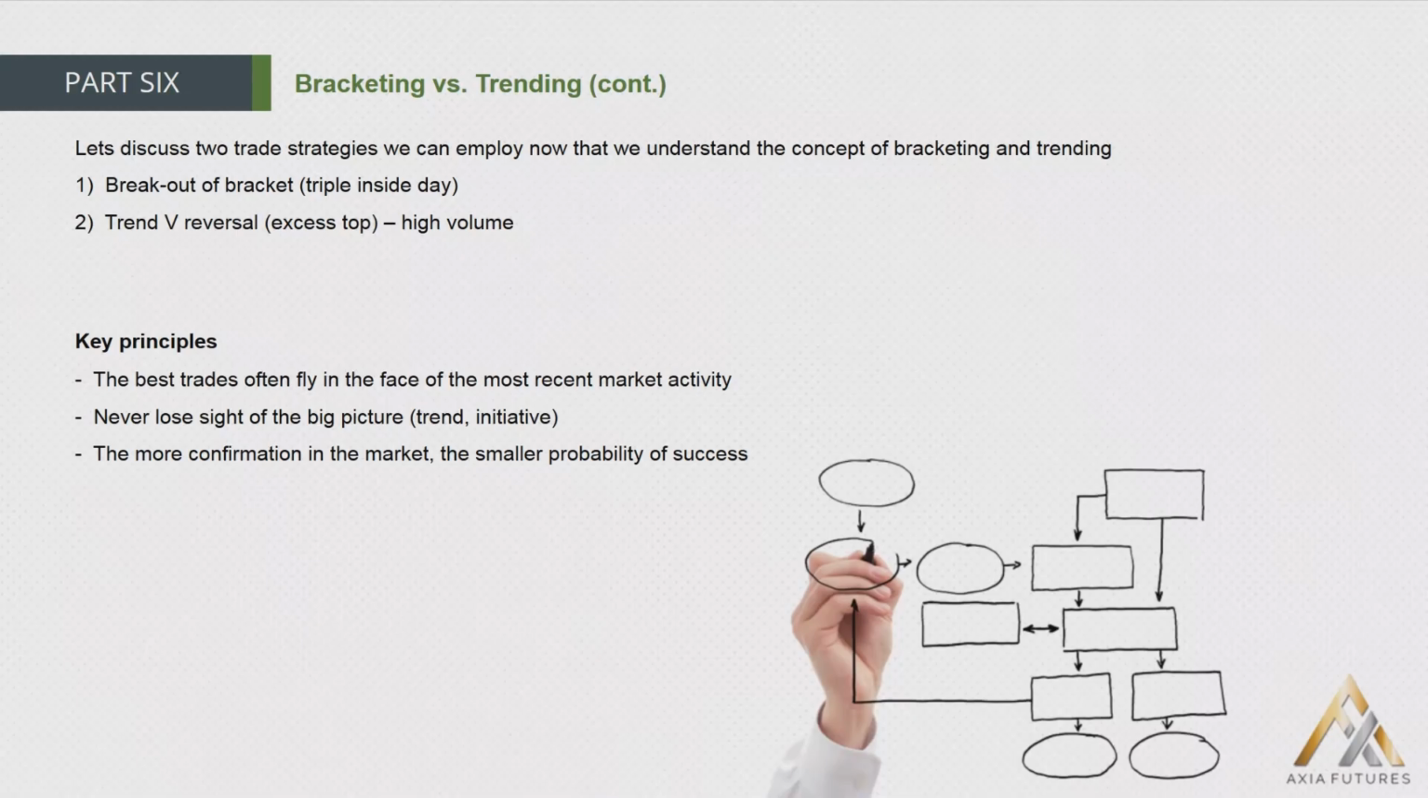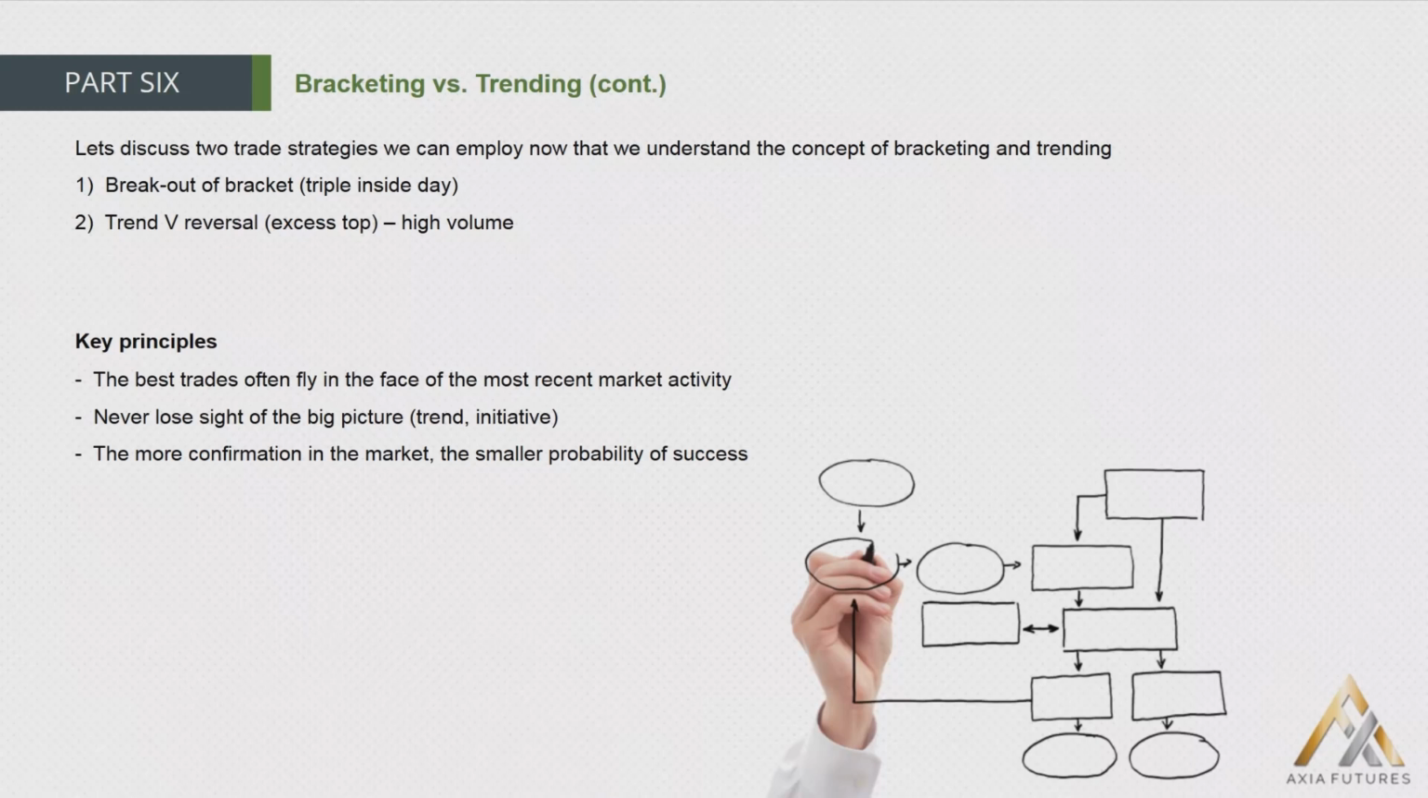Those two examples will include, firstly, a breakout of a bracket, or a triple inside day, or an inside day. So we're going to talk about how we can take advantage of moving from a bracketing market to a trending market. The second example is a trend V reversal. Remember, we had three sort of reversal type plays.